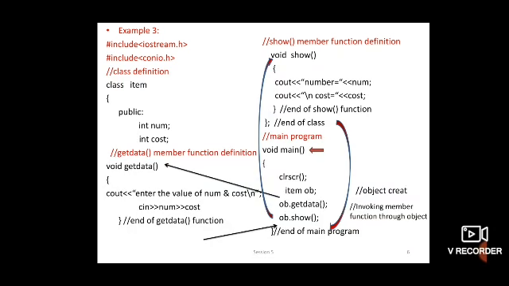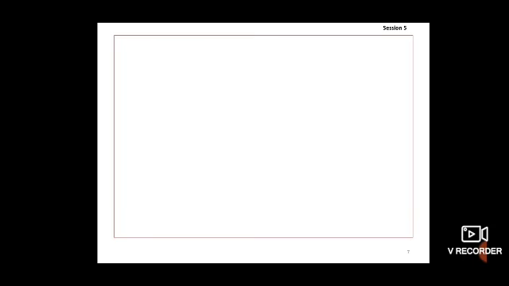Understood? Inside or outside, how to declare an object, and how to invoke or access a member function through an object. Understood, student? Now end of this session 5.